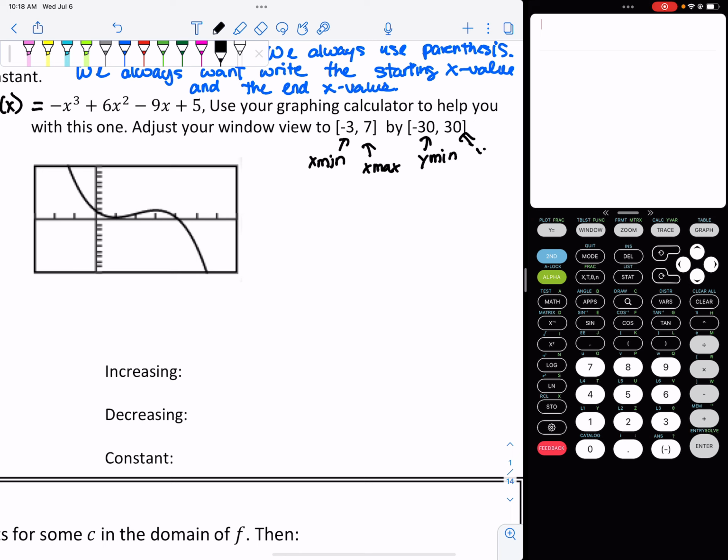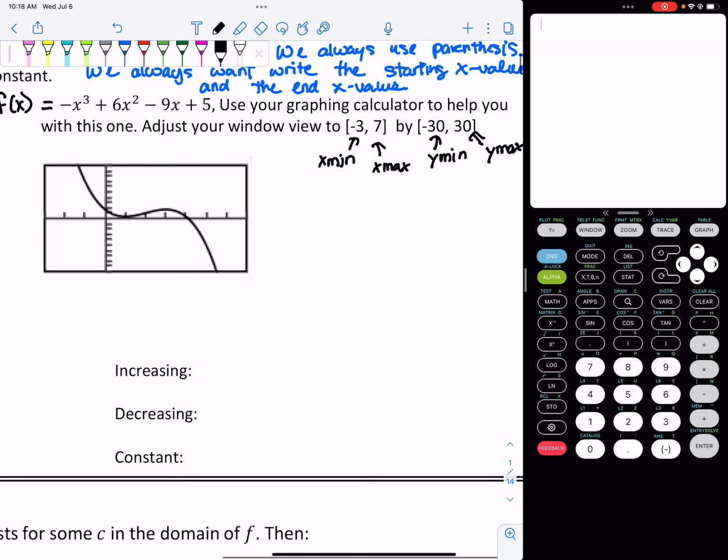y min is negative 30, and y max is 30. First, we're going to go on to the graphing calculator and go to y equals, and then enter the function on here. So we have a negative x cubed. Be sure to use the negative button and not the minus button. There is a big difference between those two. If you use the minus button, it's going to give you an error. So make sure, again, use the negative button that's within the parentheses next to the enter button.